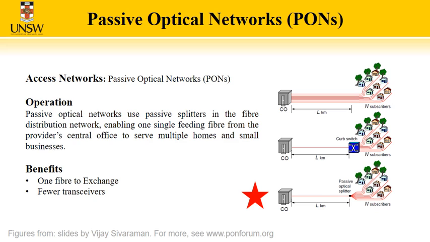Now we have known some features of optical networks. The next question is, where are optical networks used? In terms of access networks, passive optical network is a major utilization. Passive optical networks use passive splitters in the fiber distribution network, enabling one single feeding fiber from the provider's central office to serve multiple rooms and small businesses. Compared with traditional networks, it has fewer transceivers and higher efficiency.